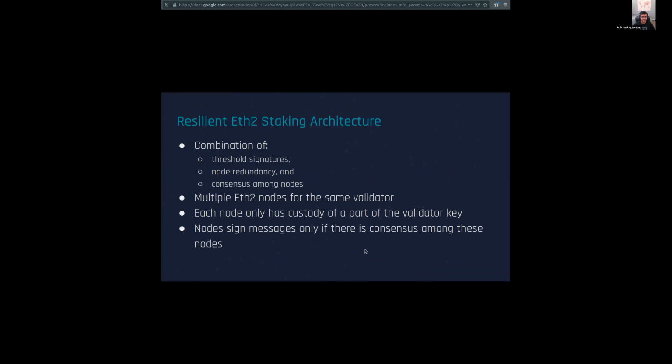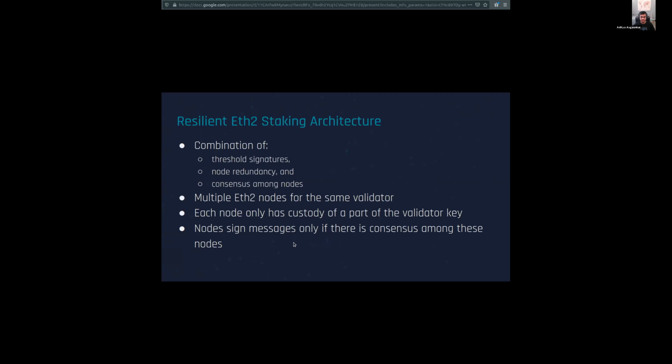So the most resilient ETH2 staking architecture is going to be a combination of all of the things that we discussed. So namely threshold signatures, redundancy among nodes, and consensus among these redundant node instances. So what does this mean exactly? It means that we are going to run multiple ETH2 nodes for the same validator. Each of these redundant nodes is only going to have custody of a part of the private key, but not the entire private key for the ETH2 validator. And the third one is that there's a consensus instance running among all of these redundant nodes. And nodes only sign messages if the consensus running among these nodes instructs them to do so.